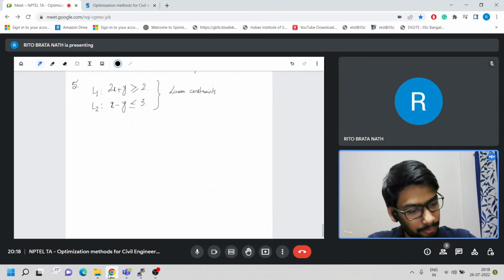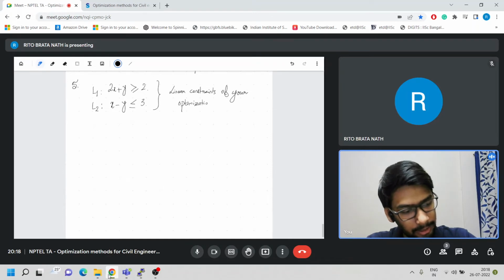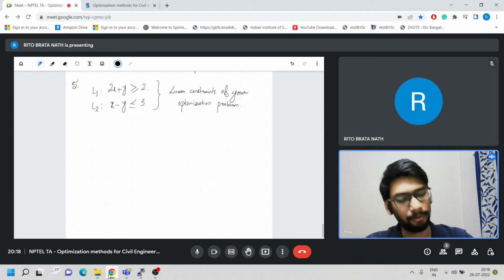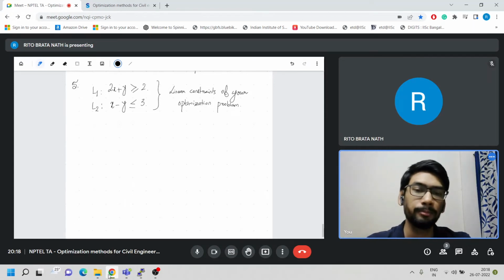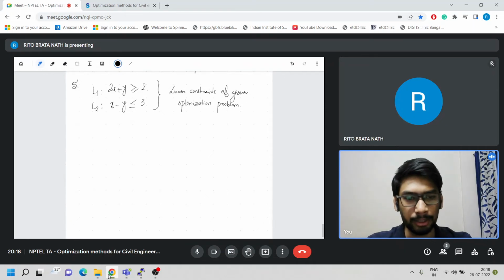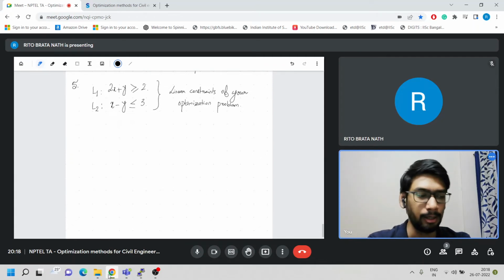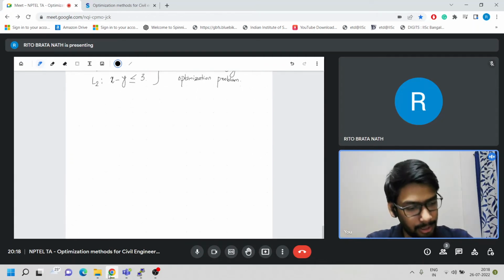optimization problem. Within this region, x and y can lie, and then probably you have some objective function that you need to maximize. More of this you will be learning in your linear programming chapter, a linear programming class that sir will be taking. So let me give an idea.